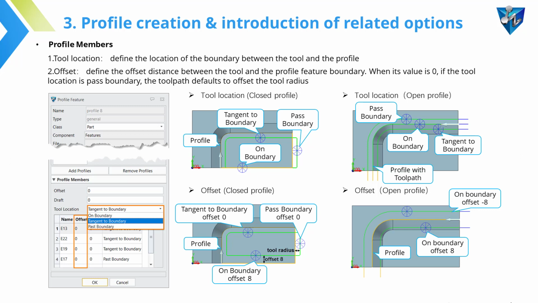The second one is offset. It is used to define the offset distance between the tool and the profile feature boundary. Here I posed two images. Tool location is on boundary. Offset value is -8 and 8 mm. You can see the differences. And I will have detailed introduction in ZW3D later.